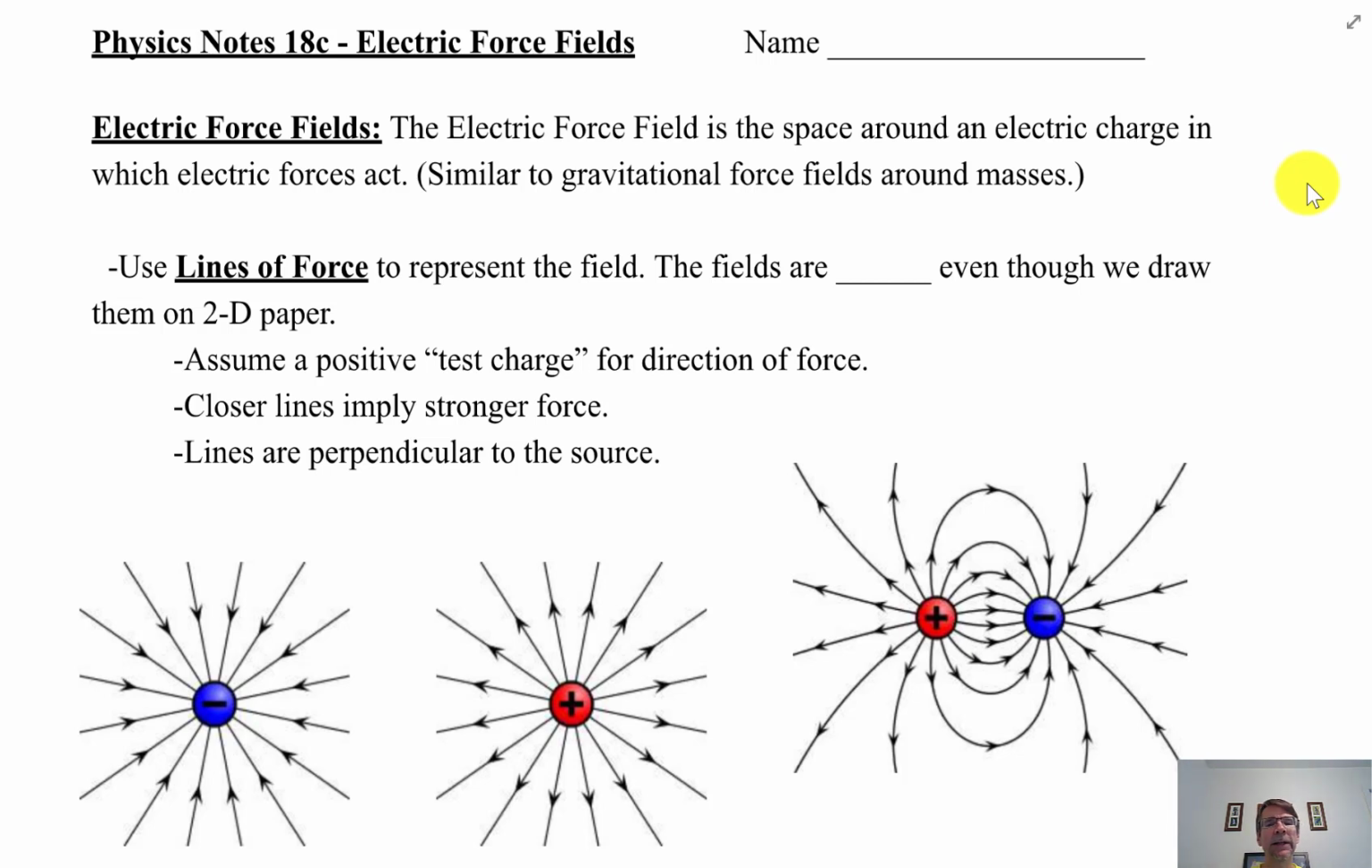So let me go to the definitions here. Electric force fields. An electric force field is the space that surrounds an electric charge. And we have to use our minds here. Okay, let me finish the definition. It's the space that surrounds an electric charge in which electric forces are acting and are present, similar to gravitational force fields.